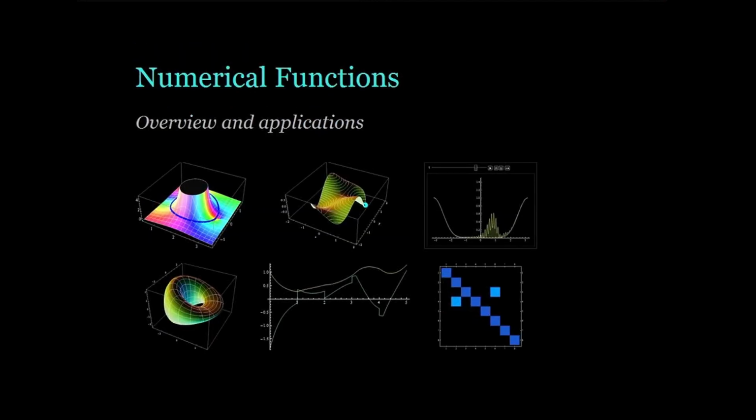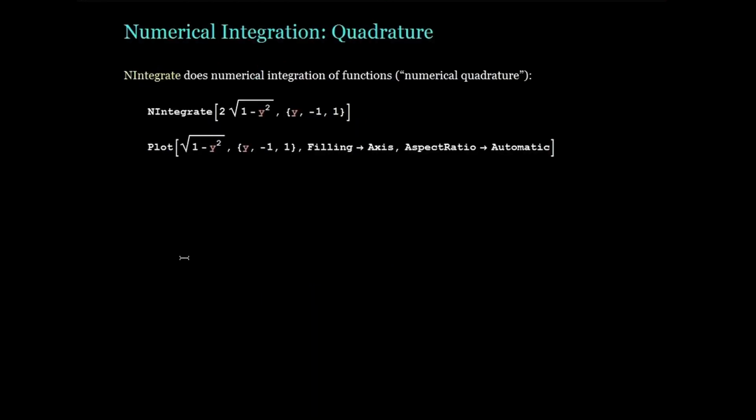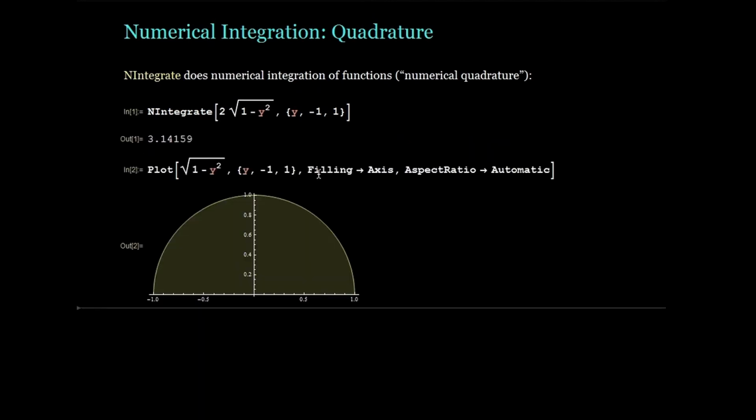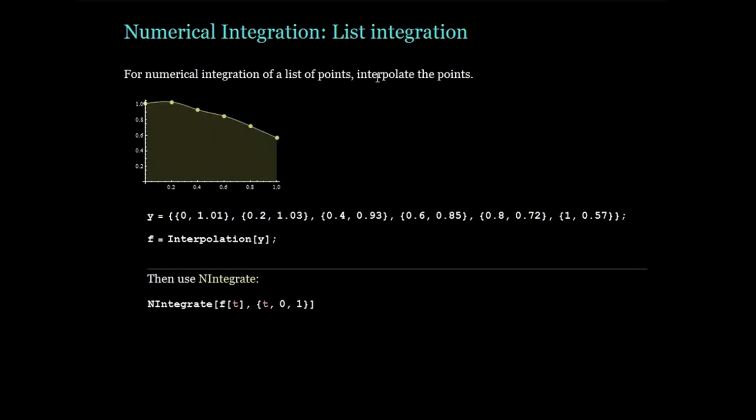Let's begin with a very brief overview of the core Mathematica numerics functions and their applications. The Mathematica function that performs numerical integration, or quadrature, is NIntegrate. Here we apply it to a function of one variable. If you need to integrate a list of points rather than a function, then you should first interpolate your points. Then you can use NIntegrate as usual.